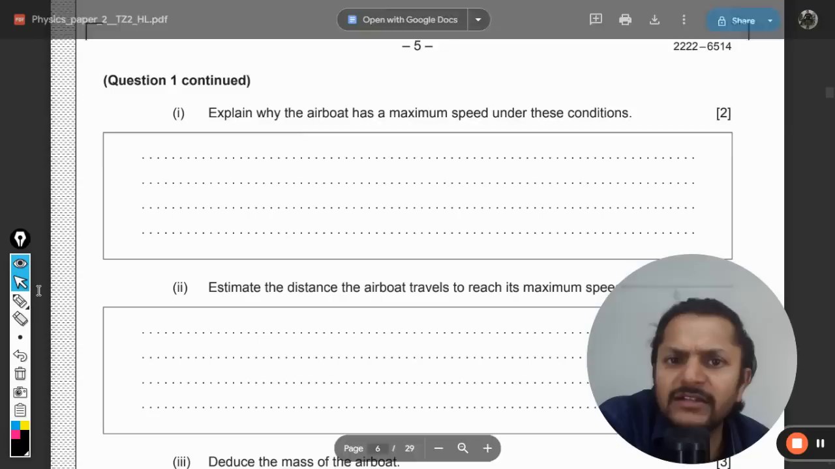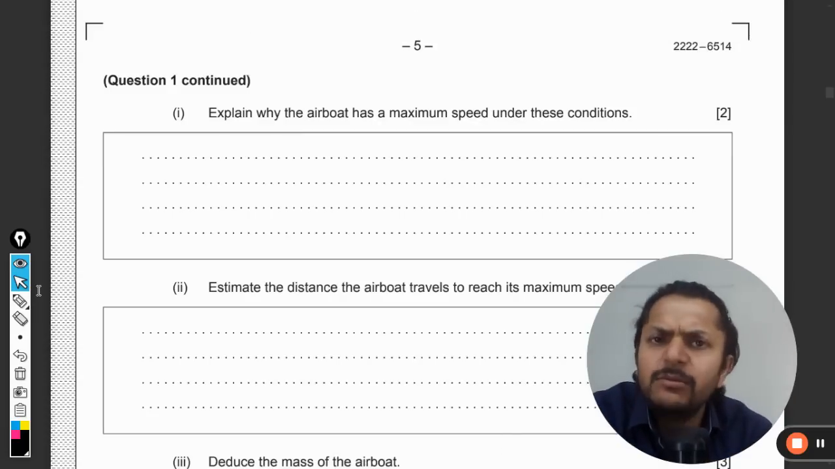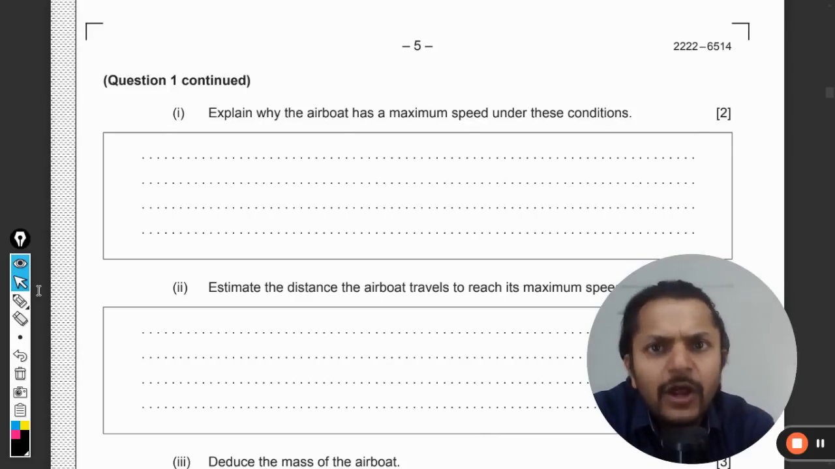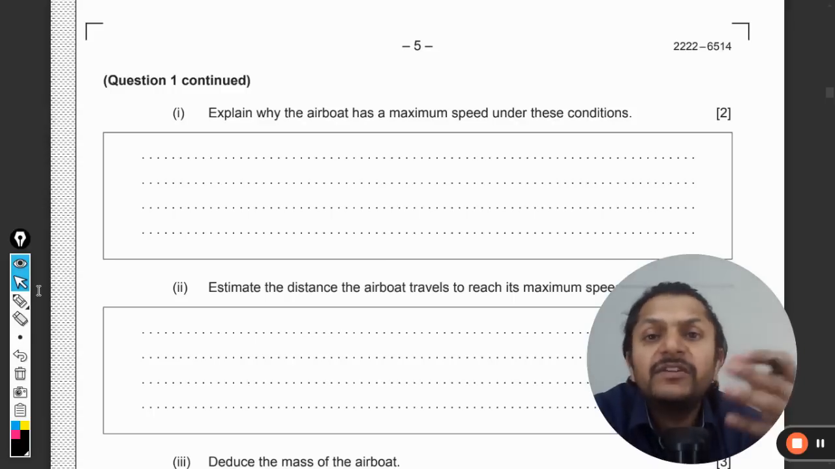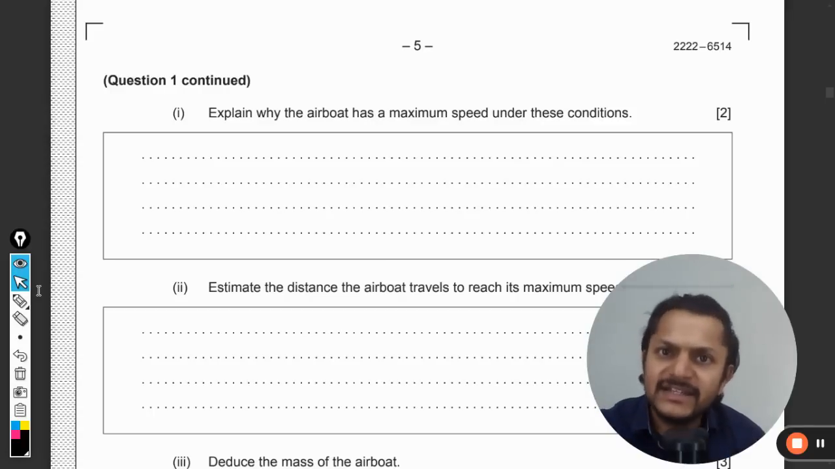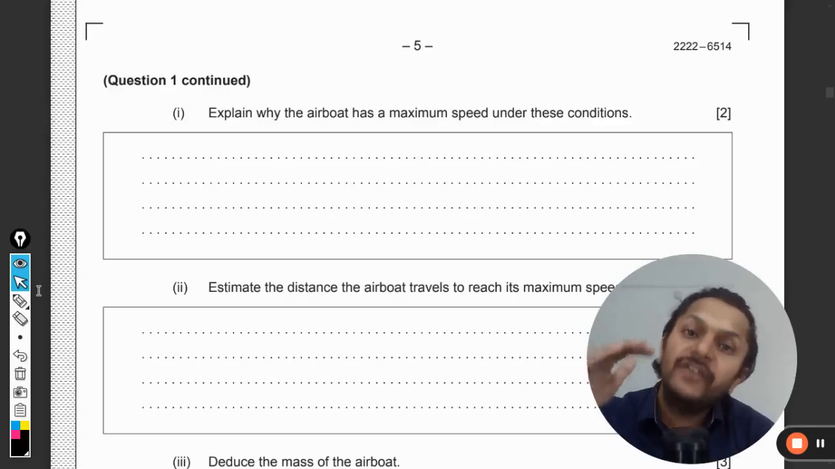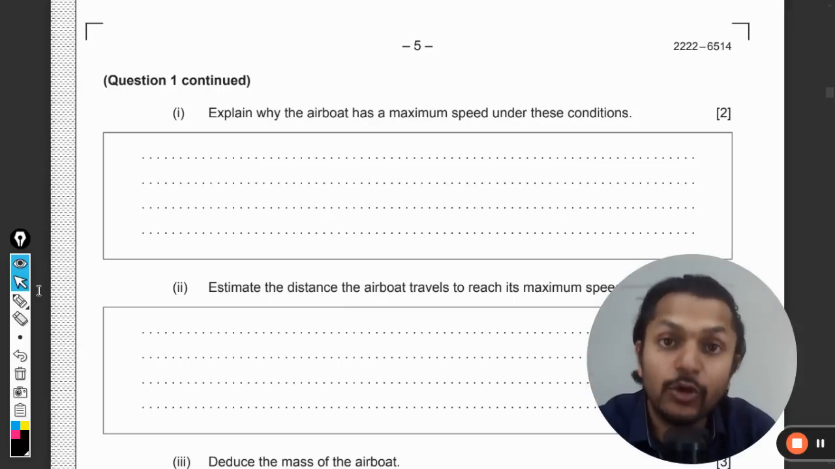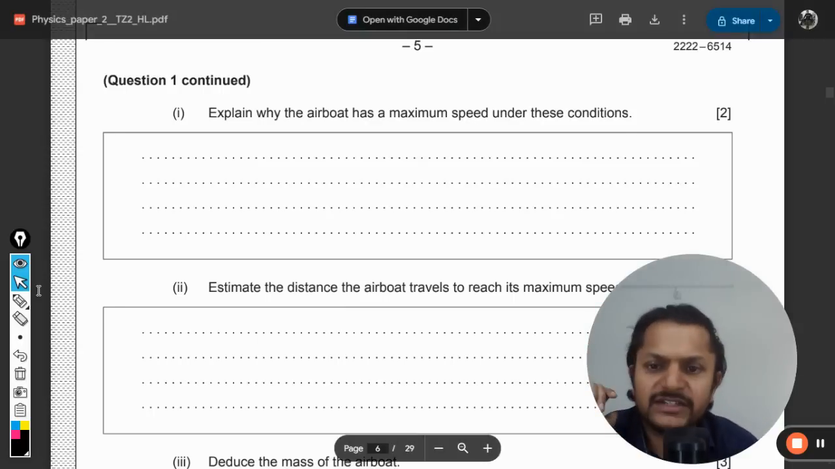Explain why the airboat has a maximum speed under these conditions. We have already explained it: there is a drag force which is directly proportional to the velocity. After some time the drag force increases and becomes equal to the forward force. They cancel each other, hence the acceleration will be 0, and the velocity attains a maximum value and then becomes constant. Why? Because acceleration is 0. We will see the mark scheme later.